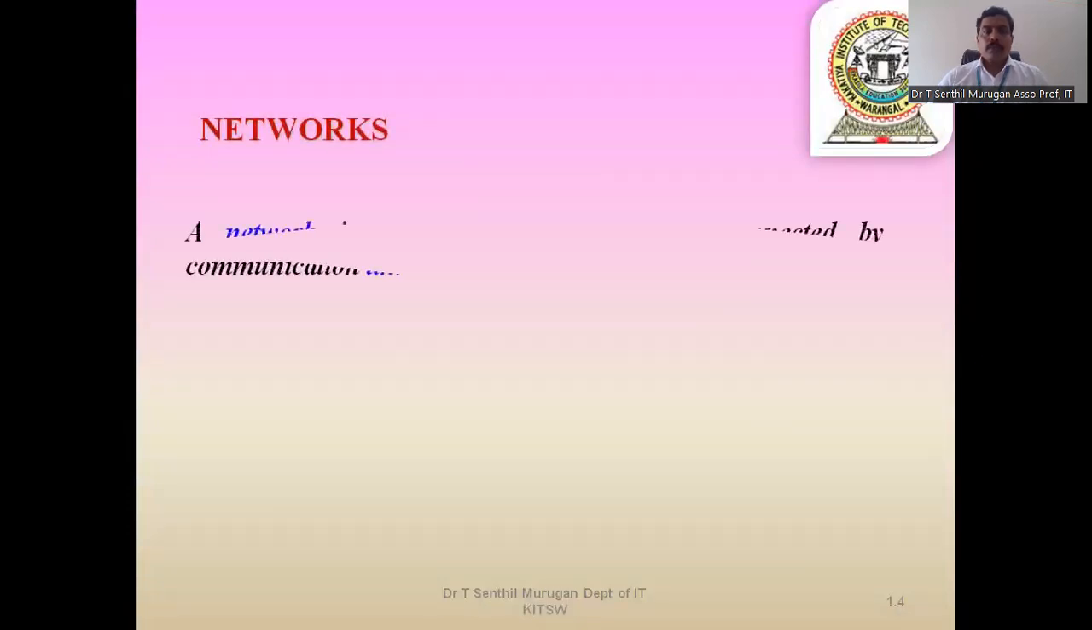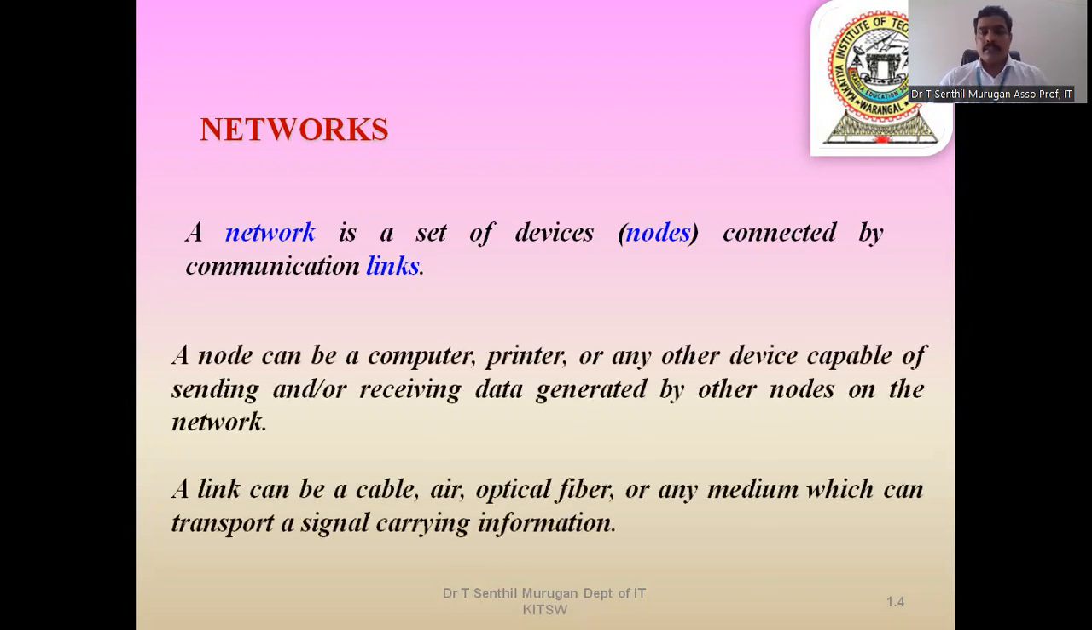So what is a network? A network is a set of devices connected by communication links. Some set of devices will be there, and they will be connected by different links. For example, we can say these are nodes. Nodes, as I already said, are communication devices. These devices may be connected with links. These lines represent the links and circles represent the nodes. So this is a simple network I drew here.